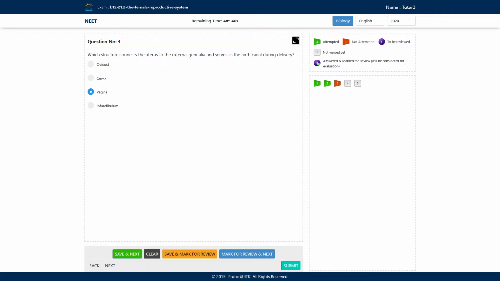Okay, so why is the answer vagina here? Because if you look at the female reproductive system, then you have the uterus, then the lower part of the uterus is known as the cervix, then you have the cervical canal, and then you have the vagina, and then you have the external genitalia. So vagina connects the uterus to the external genitalia. Okay, that's why the answer is not cervix, it is vagina.